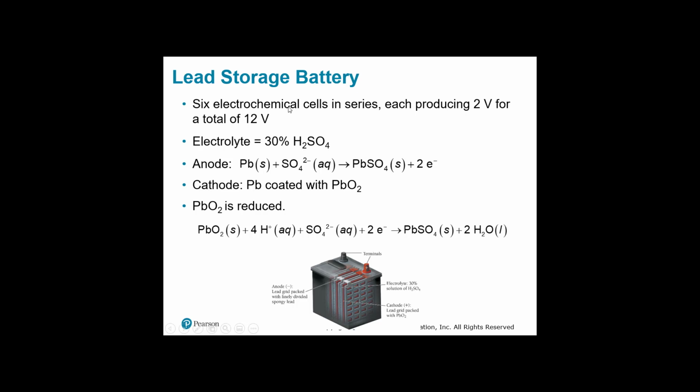Okay, so this just says the same. 6 electrochemical cells in series. You can see that's showing some of what's inside here, producing 2 volts each for a total of 12 volts. We have an electrolyte that's 30% sulfuric acid.